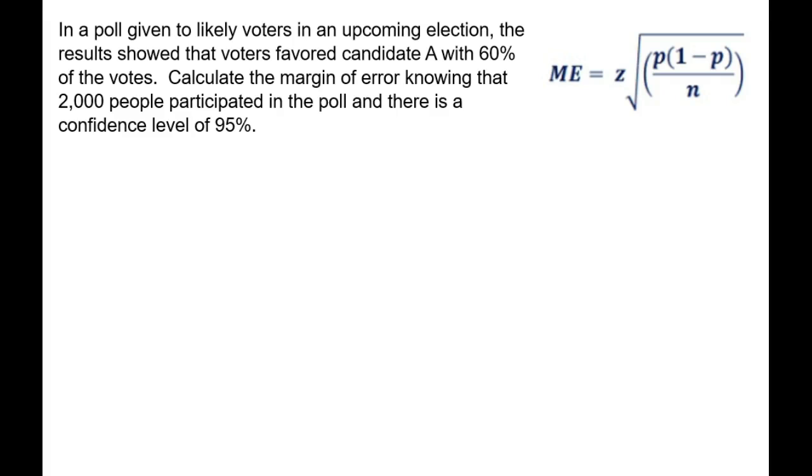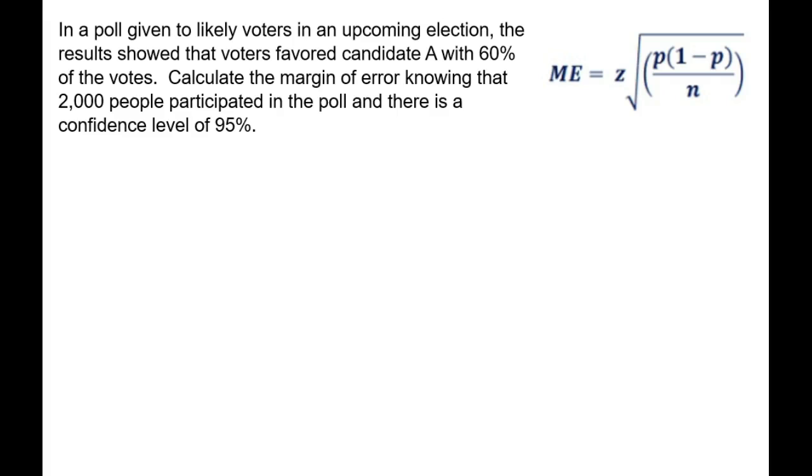Now to the first example. In a poll given to likely voters in an upcoming election, the results showed that voters favored candidate A with 60% of the votes. Calculate the margin of error knowing that 2,000 people participated in the poll and there is a confidence level of 95%.